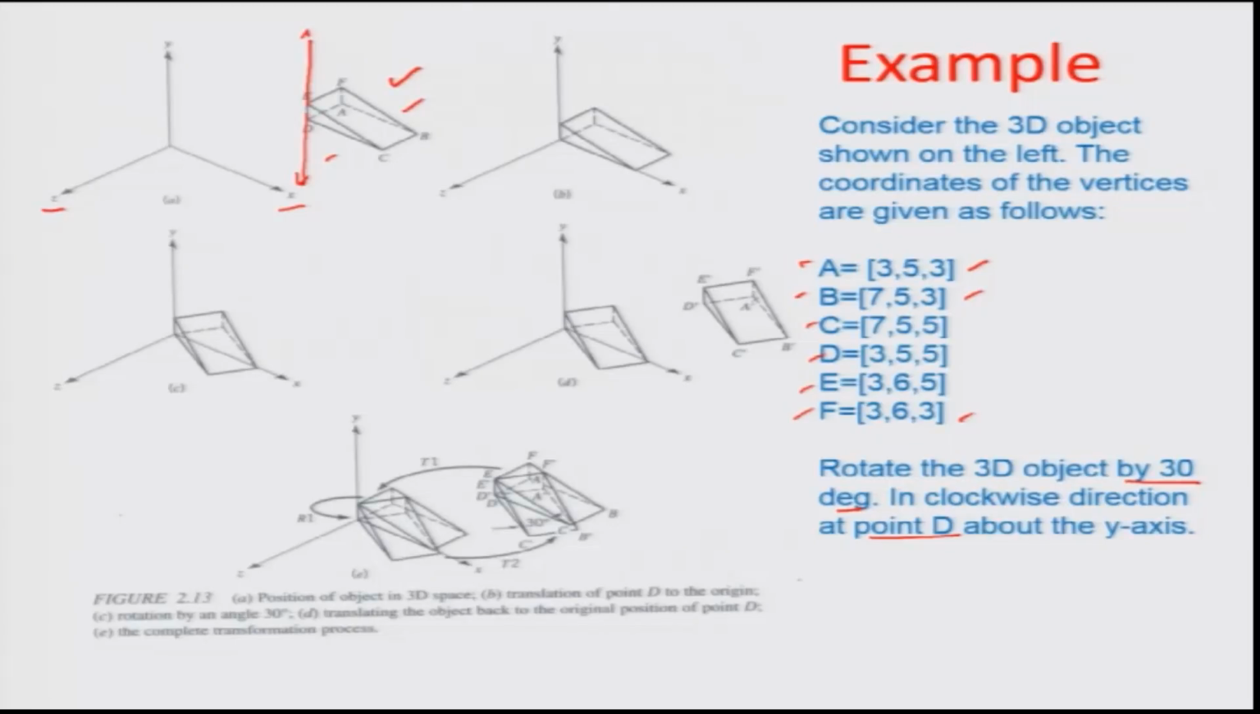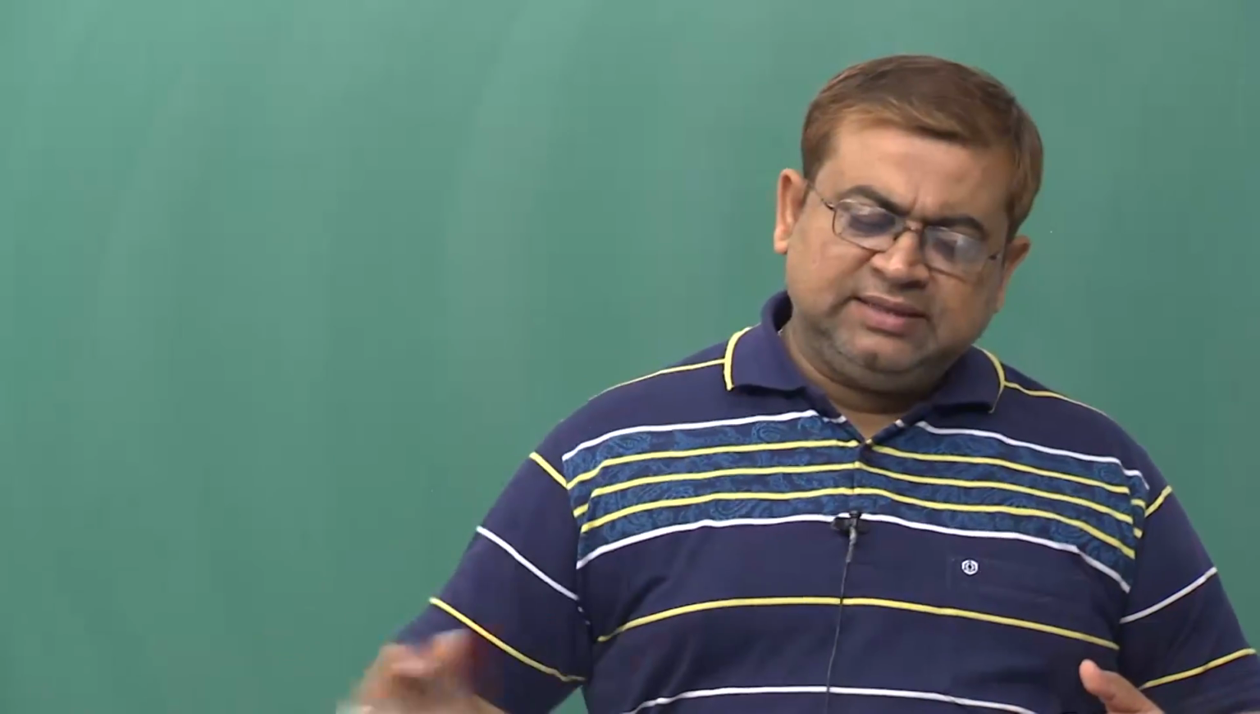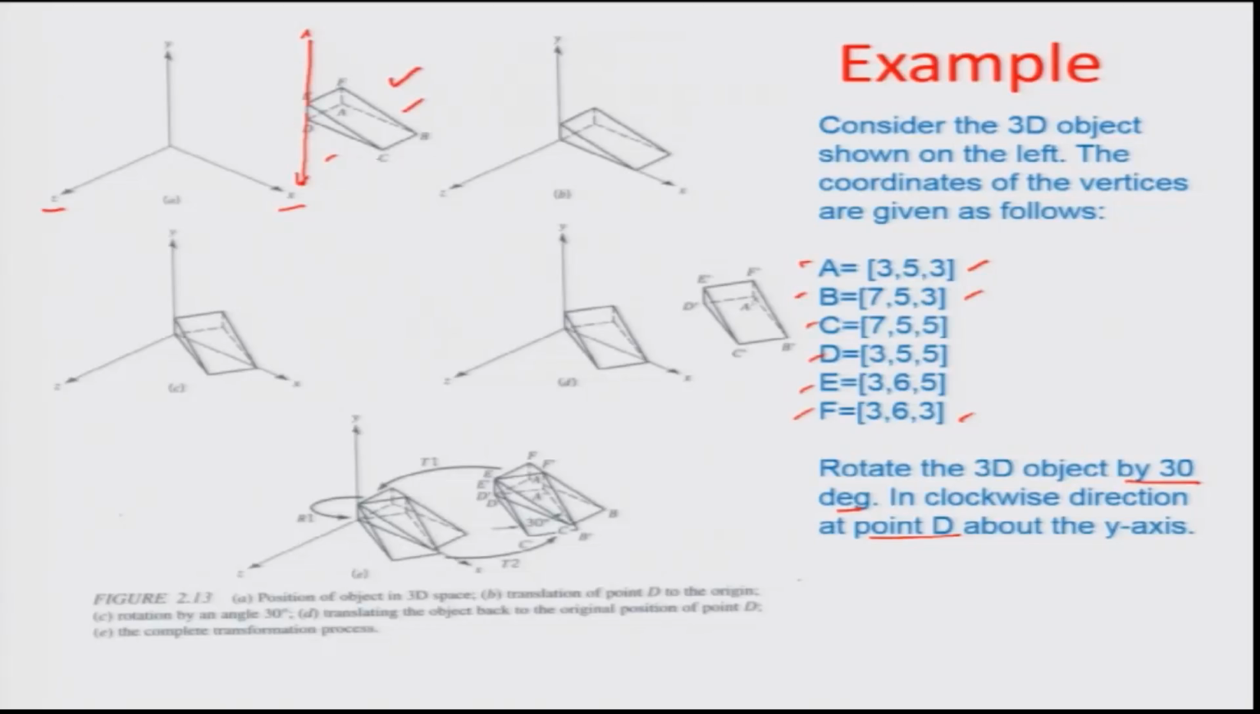So, our best strategy here which will simplify the process is to translate the object from its existing location back to the origin. This is shown in figure B here, the object comes to the origin, and then you rotate the object around the origin about the y axis, about the D point, actually about the DE line, because E and D is parallel to the y axis. So, rotate the object by 30 degrees in the clockwise direction in the x z plane around the y axis after translating it to the origin. So, D becomes the origin.